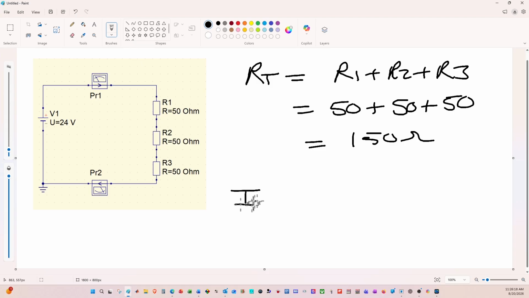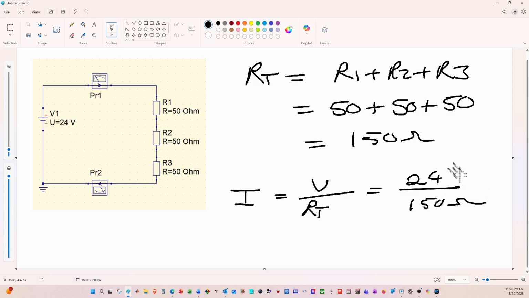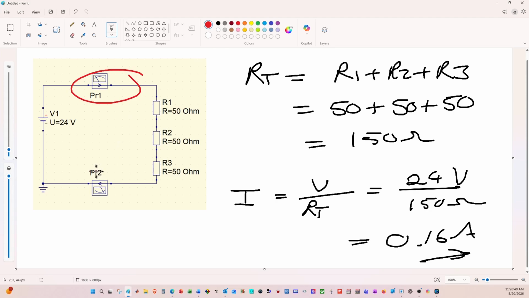Now the current that's going to flow through the circuit is going to be the voltage divided by the total resistance that it can see, which is going to be 24 volts divided by 150 ohms. And if you do go and do that calculation, you get a value of 0.16 amps. So we should see 0.16 amps flowing in, and we should see 0.16 amps flowing out.